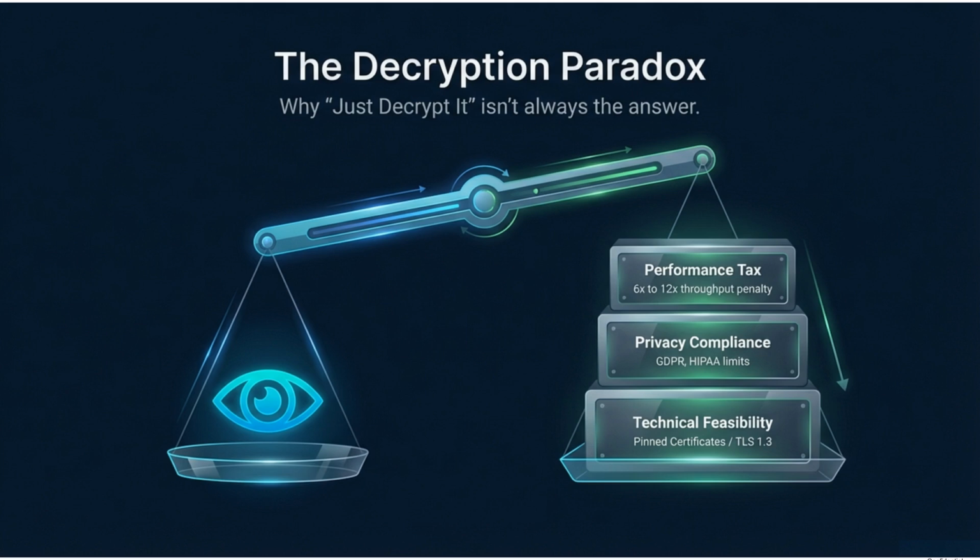We call this the decryption paradox. While "just decrypt it" sounds like an easy fix, it isn't always the right answer. First, there is a massive performance tax, often incurring a 6x to 12x throughput penalty on your hardware. Second, privacy compliance regulations like GDPR and HIPAA strictly limit what we are permitted to decrypt. Finally, technical feasibility is a major barrier due to the rise of pinned certificates and TLS 1.3.